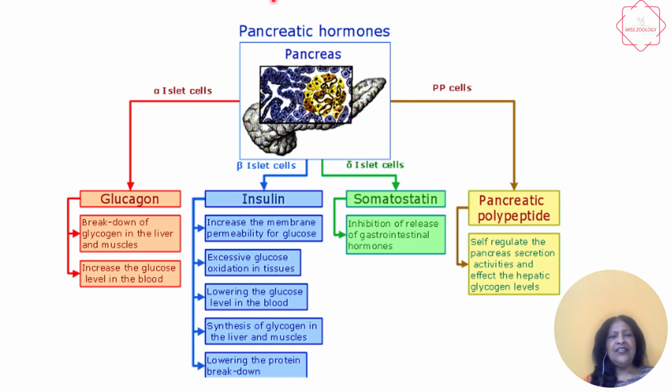This is a summarized view of the hormones produced by the pancreas and the regulation of glucose level in the blood via the alpha cells producing glucagon, the beta cells producing insulin, the delta cells producing somatostatin, and the pancreatic polypeptide cells activating the pancreas.